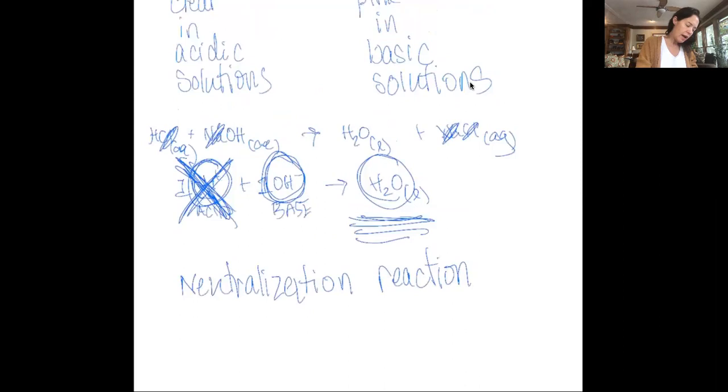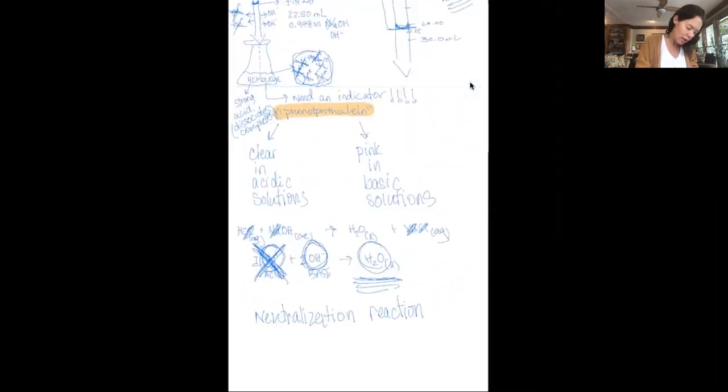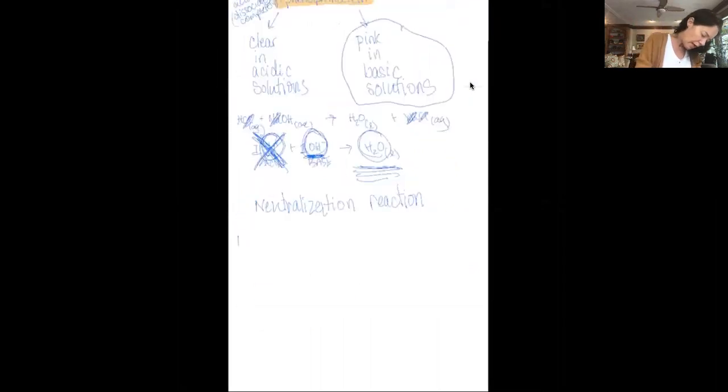So I put the indicator in there because once I have one itty bitty excess of base, it's going to change colors. It's going to change colors. And I'm going to stop. Okay? So my end point is the point at which the color changes. So I will stop my titration.